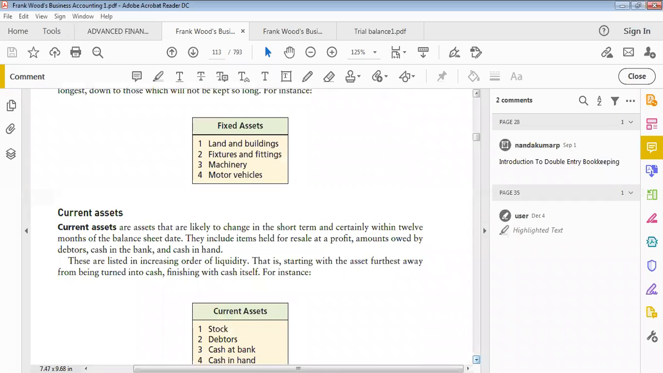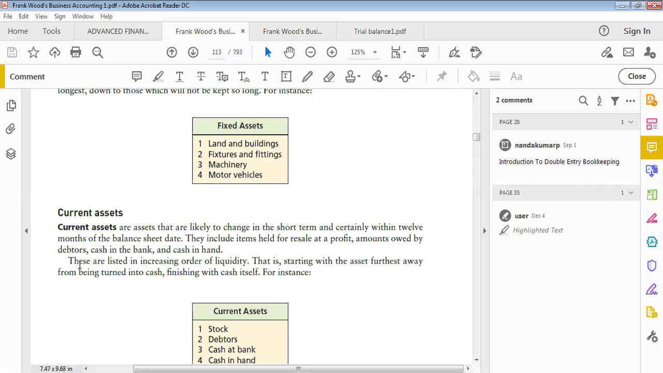Then you have current assets. Current assets are assets that are likely to change in the short term and certainly within 12 months of the balance sheet date. They include items held for resale at a profit, amounts owed by debtors, and also cash in bank and cash in hand. So the items held for resale at a profit are called stocks. The amounts owed by debtors are called debtors, or accounts receivable. They have cash in bank and cash in hand.